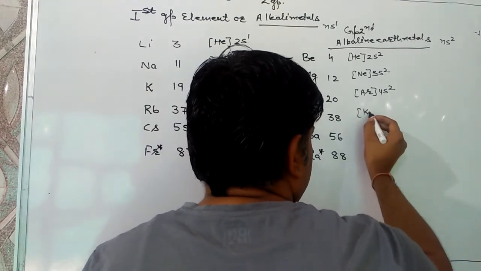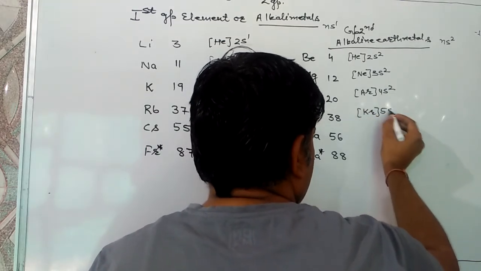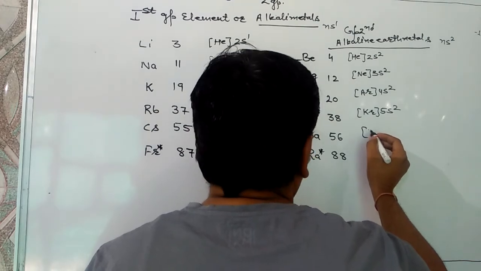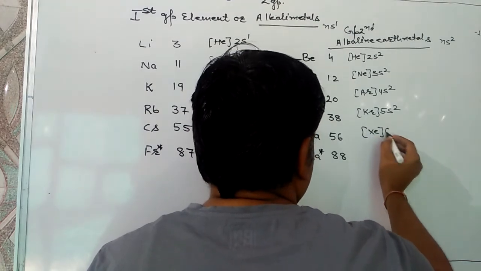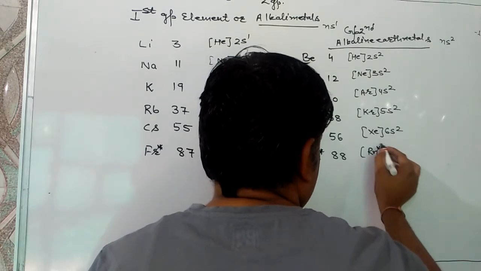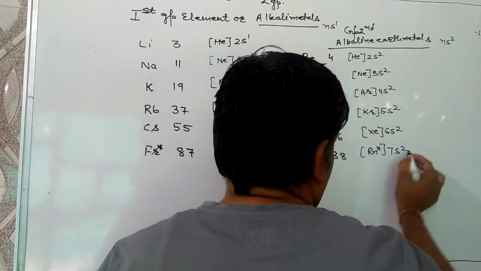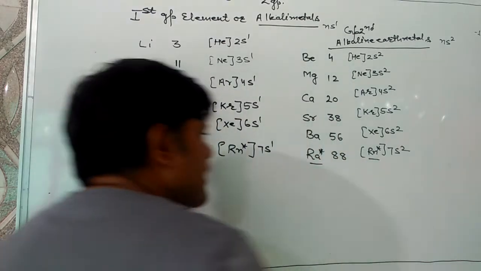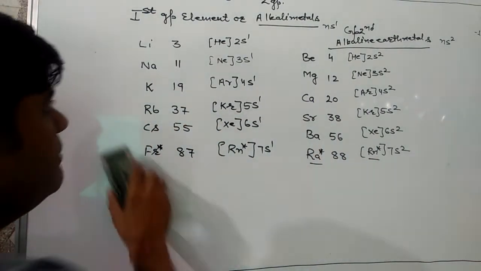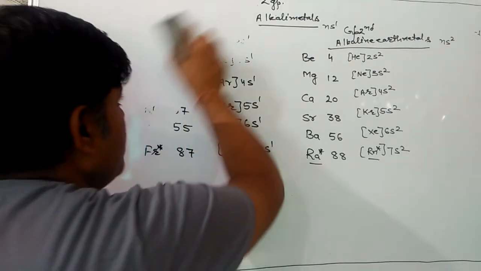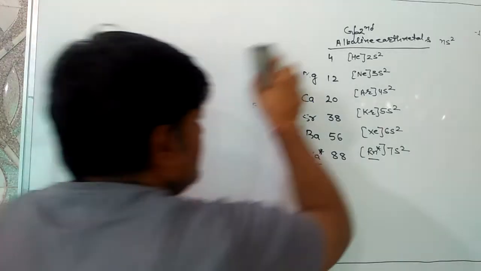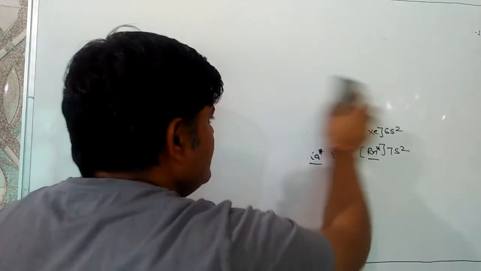For strontium, krypton 5s2. For barium it will be xenon 6s2. For radium it will be radon 7s2. Both radium and radon are radioactive, and keep it in mind, radium is the most radioactive element of the periodic table. This is all about the S block elements.